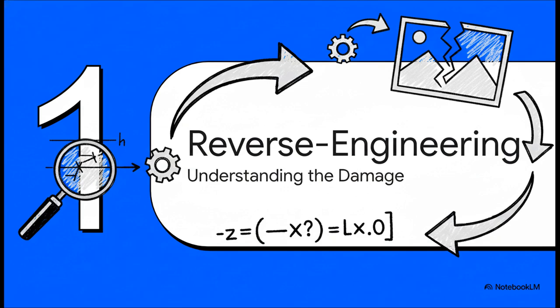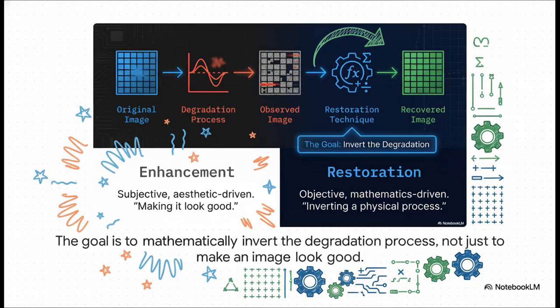And just like any good detective, the first thing you have to do is understand the crime scene. We need to work backwards to reverse engineer exactly what went wrong so we can undo the damage, piece by piece. Now, this is a really important distinction. There's enhancement, which is totally subjective, making a photo look prettier or more dramatic, but that's not what we're doing. We're talking about restoration. That's objective. It's about using math to invert a real-world process and find the one single original image.